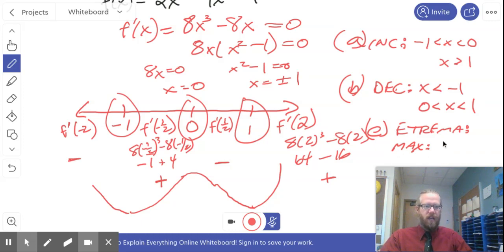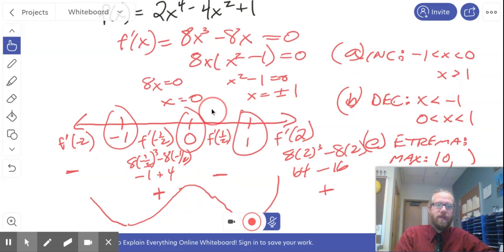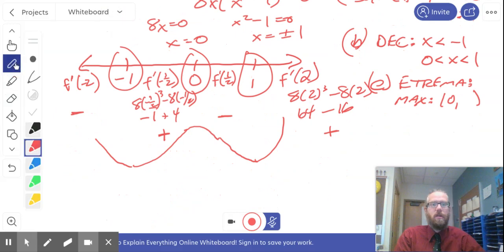And max when I do x is 0. And if I want to figure that out, I'd look at the original function, plugging in 0 here. So I'd have 2 times 0 to the 4th, minus 0 squared, plus 1. So that's just going to be 1.